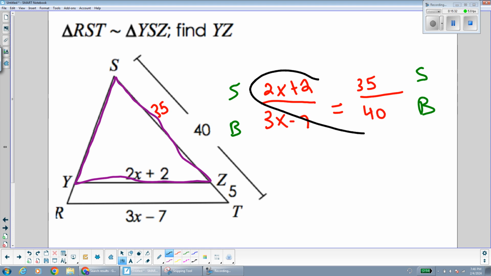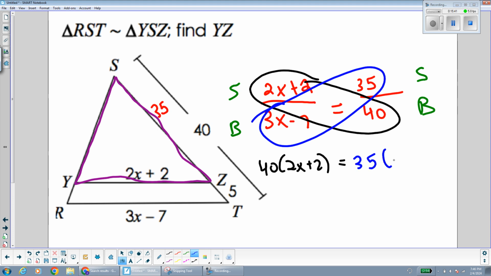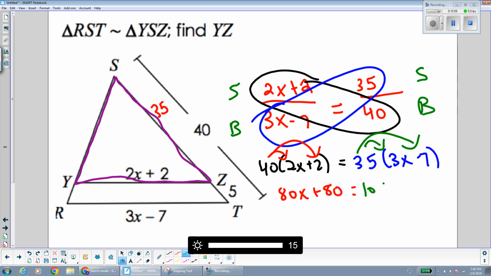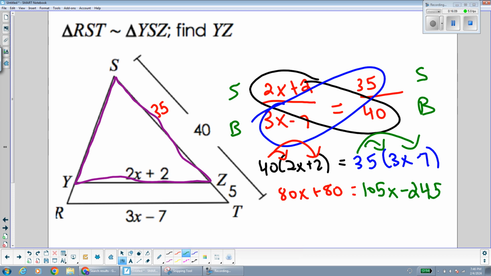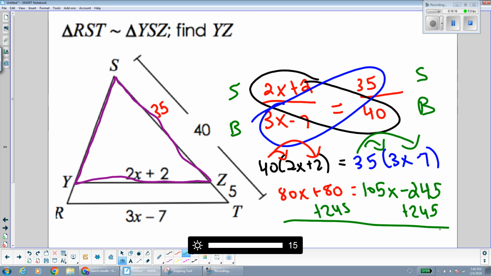And then from here, we can cross multiply. We're going to do 40 times 2x plus 2 equals 35 times 3x minus 7. From here, we're going to distribute the 40 inside the parentheses. That's 80x plus 80. And over here, we're going to distribute the 35 inside the parentheses. That's 35 times 3x, which is 105x. And then 35 times negative 7, which is negative 245. From here, I'm going to add 245 to both sides.